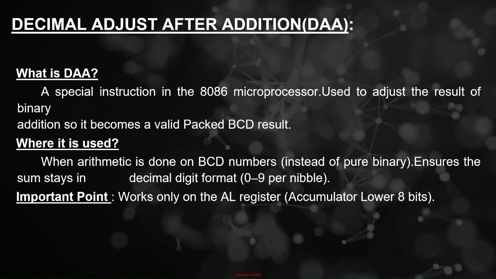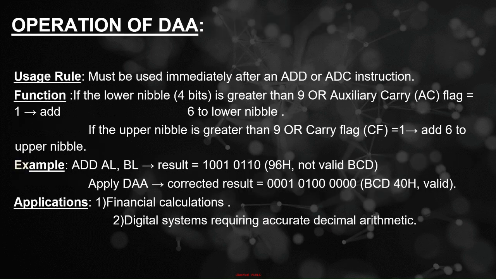It is an 8086 instruction that corrects the accumulator lower after a BCD addition. It only works on AL and uses the status flag set by the previous ADD or ADC. If the lower nibble is greater than 9 or the auxiliary carry flag is equal to 1, then add 06H to AL. If the upper nibble is greater than 9 or the carry flag is set to 1, then add 60H to AL.